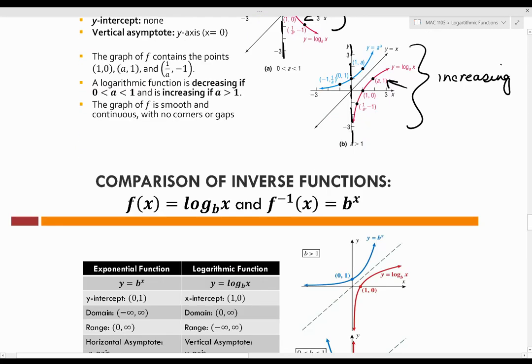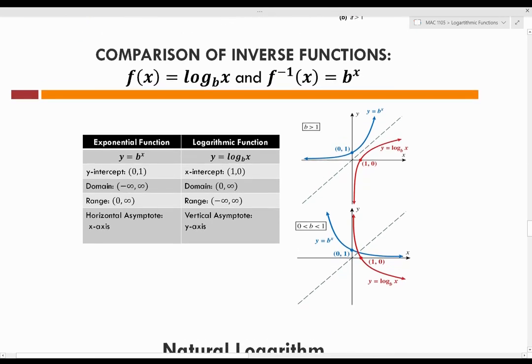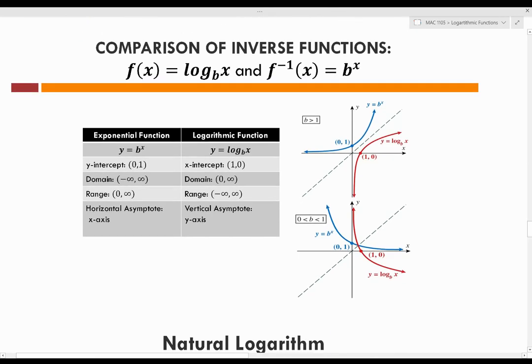Now I've put together a table so we can compare the differences between our exponential function and our logarithmic function. Our exponential functions had y-intercepts, but our logarithmic functions have x-intercepts. And you'll notice that because they're inverses of each other, these coordinates just switch positions, because the domain and the range flip-flop between the function and its inverse.